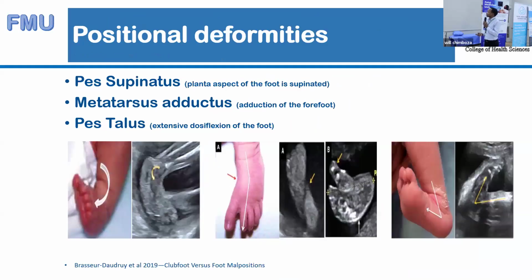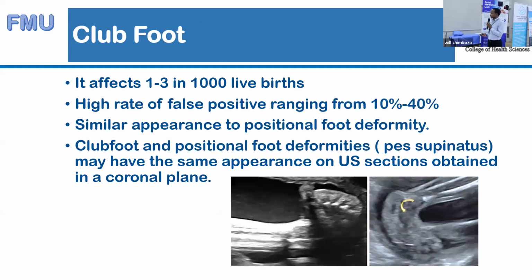But the issue is club foot affects 1 to 3 in a thousand. There is also a high rate of false positives, ranging from 10 to 40 percent. This is due to the similar appearance that it has to positional foot deformity. So club foot and positional foot deformities like pes supinatus may have the same appearance on ultrasound sections obtained in coronal view. So if you get this image, it might not always be a club foot. Sometimes it might be a positional foot deformity like pes supinatus. Hence the high rate of false positives.